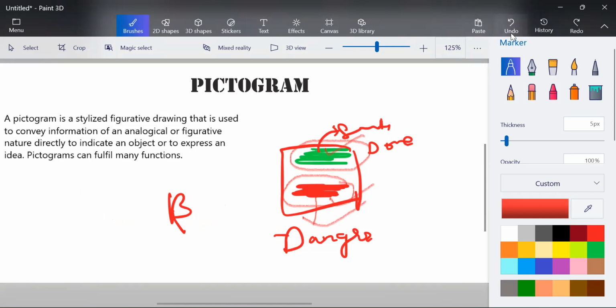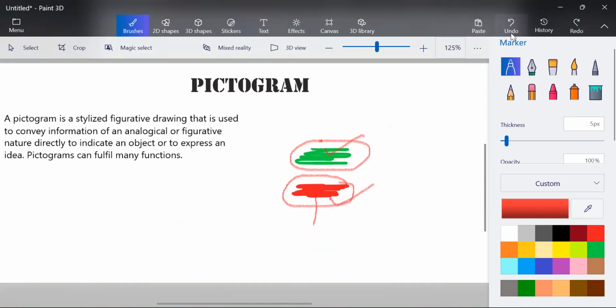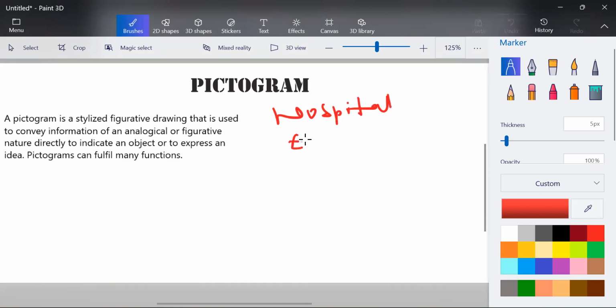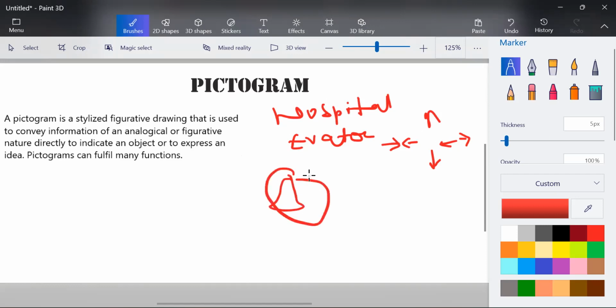Okay, you will see a pictogram in a place like a hospital. Okay, so you'll see this pictogram in a hospital. You'll see it in an elevator. What in an elevator is an up or down sign, or even the close and open sign of a door. Okay, this is where you see a pictogram. And then we have a bell button in an elevator. There are various buttons in an elevator that are really good examples of pictograms. Okay, so you won't find them different in different elevators. They're usually the same. So this is how we understand the concept of pictogram.